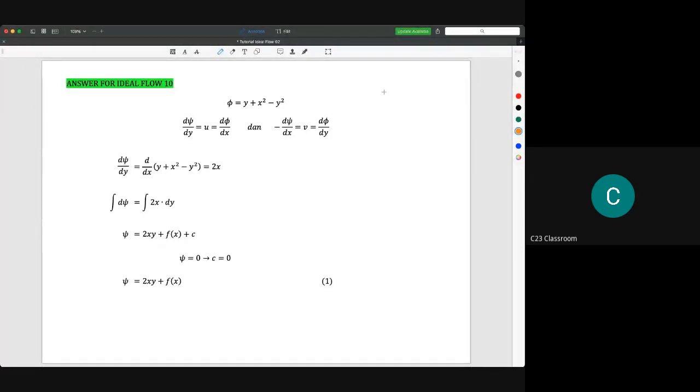So let's answer the second question, where we have the value of phi here, and from the value of phi we need to determine what is psi. This is the final answer. What you need to know is the Cauchy-Riemann equation. From the Cauchy-Riemann equation, we know that d psi over dy is equal to u, and it is also equal to d phi over dx, and the definition of v is as shown here.